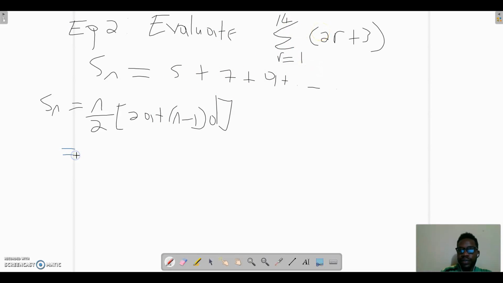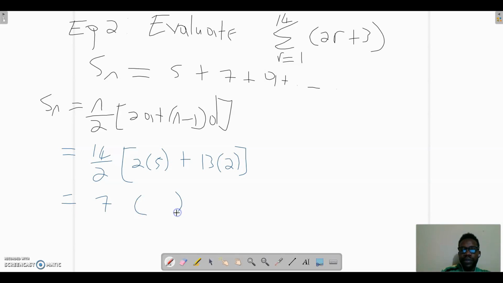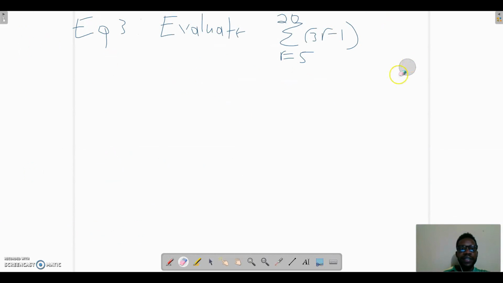So this would be equal to 14 over 2, open bracket, 2a, which is 2 times 5, plus n minus 1. So that's 14 minus 1. So we know that that's going to be 13. So we can either put 14 minus 1, or we put 13 times d, which is 2. Alright, and you know, of course, your calculator can take care of all this. So this is going to be 7. And if we work out the bracket, I'm going to have 2 times 5 is 10, plus 13 times 2 is 26, which is going to be 7 times 36, which boils down to be 252.